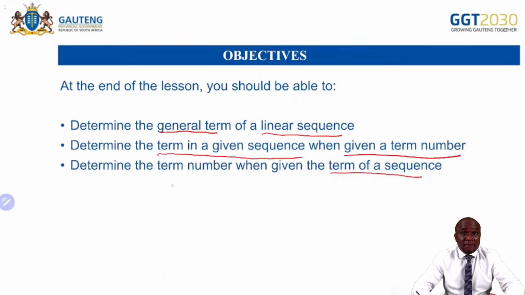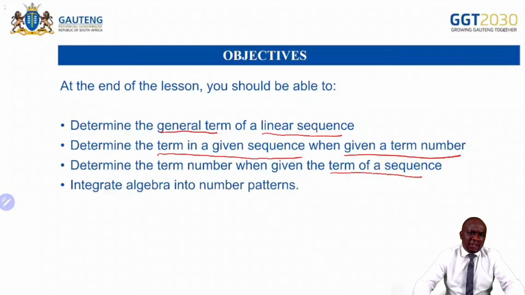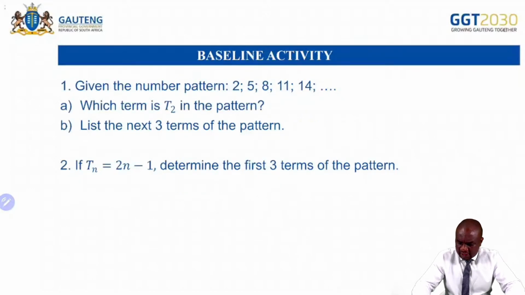So these are the three main calculations we're going to do. And then we're going to integrate algebra. We're going to use our knowledge about algebra to solve some of the questions. Okay? All right. Now, let's start. This is our baseline activity. I'm going to give you 4 minutes to answer these 3 questions. There's 1A, 1B, and question 2. Let's answer these questions in 4 minutes.